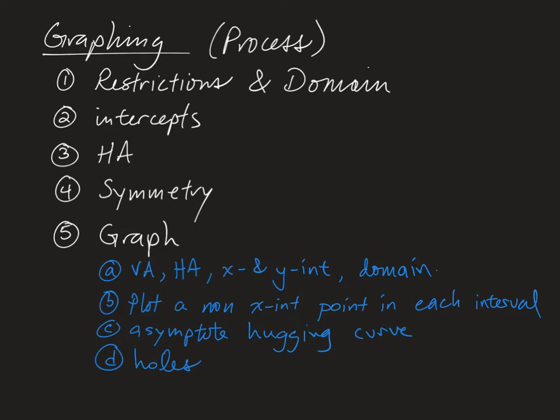Then you need to make sure that there's a point plotted, a non-x-intercept point plotted in each interval. Then you can draw in the asymptote hugging curve and then put any holes that you may have found in this process up here. You can just put the holes on the graph.